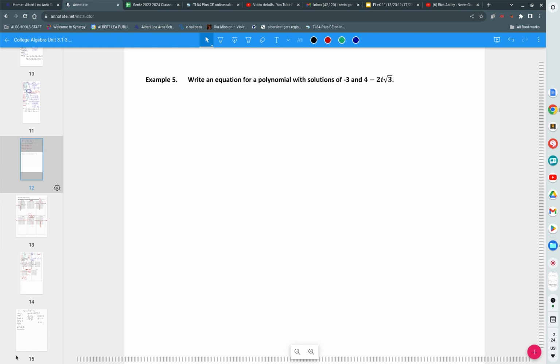Congratulations. Write an equation for a polynomial with solutions negative 3 and 4 minus 2i root 3. P of x is equal to, how is this going to start? X plus 3 times what? Good. The man that's whispering says the quantity x minus 4 minus 2i root 3. And if 4 minus 2i root 3 is a solution, then so is 4 plus 2i root 3.